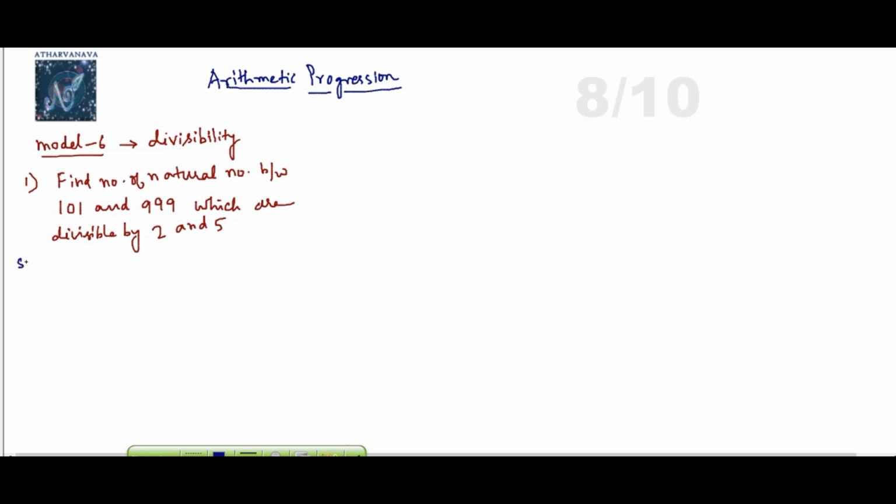So this model is basically about divisibility. He'll give you some data, and he'll tell that it is divisible by so and so number, and how many such numbers are available in the sequence. This is how he frames the question. So let us see the solution for this first.